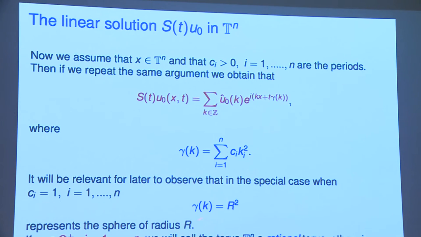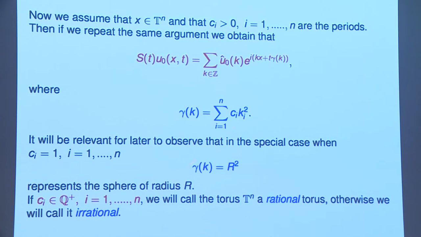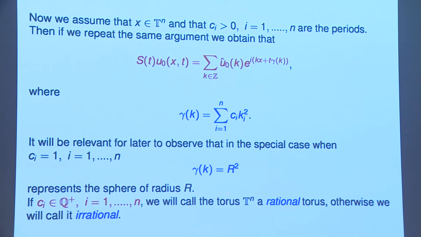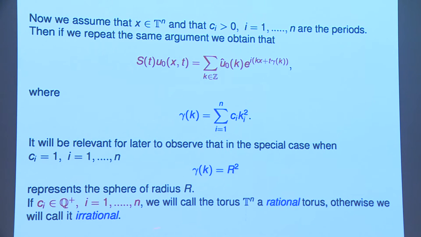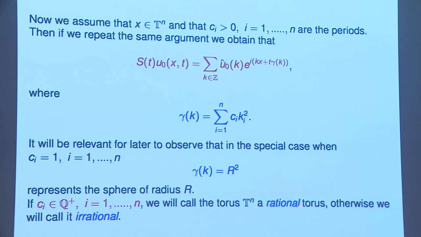And now this is the point of having a torus which is rational or irrational. If all these c_i's are rational numbers, then the torus is rational. If there is at least one which is irrational, then it's an irrational torus, unless you can divide by it. But let's just pretend that we can, they don't have common factors. And now let's go to the estimates that you want to do for these solutions. And these are the Strichartz estimates. And let's see how the rationality or irrationality of this torus plays a role.